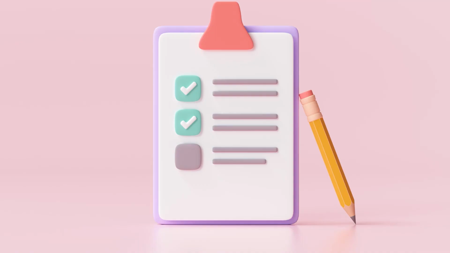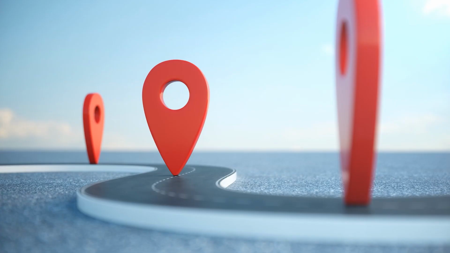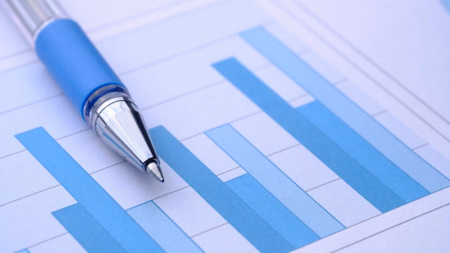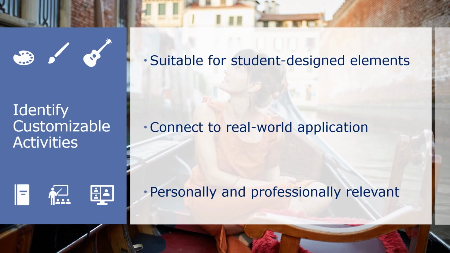Your courses should already have learning outcomes and objectives. For accreditation purposes, it's typically important that you maintain a mapping of course activities to course objectives. So you may be wondering how your students can design their own activities, yet not interfere with your course map. The answer is identifying customizable activities, or those that align with existing course objectives that are suitable for student-designed elements.